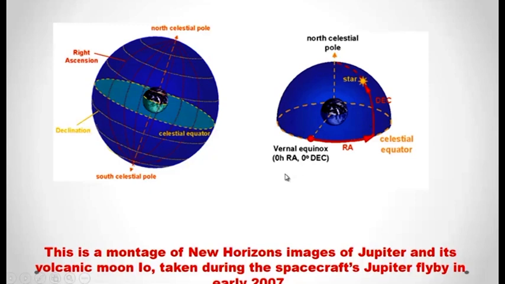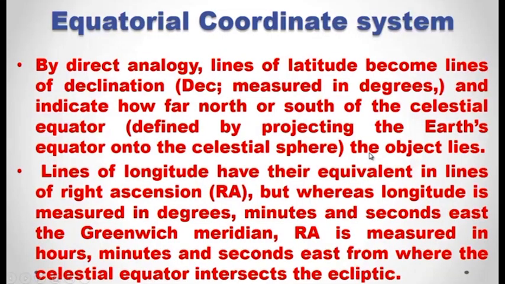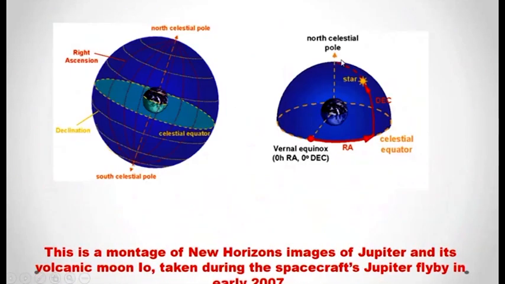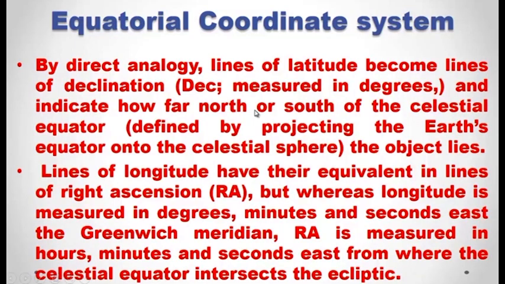In the alt azimuth coordinate system, altitude and azimuth are the two coordinates used to locate the position of a star. In this equatorial coordinate system, right ascension and declination are the coordinates used to locate the position of a star. Now, by direct analogy, lines of latitude become lines of declination. Here you can see this is the declination. These are all the lines of latitude.